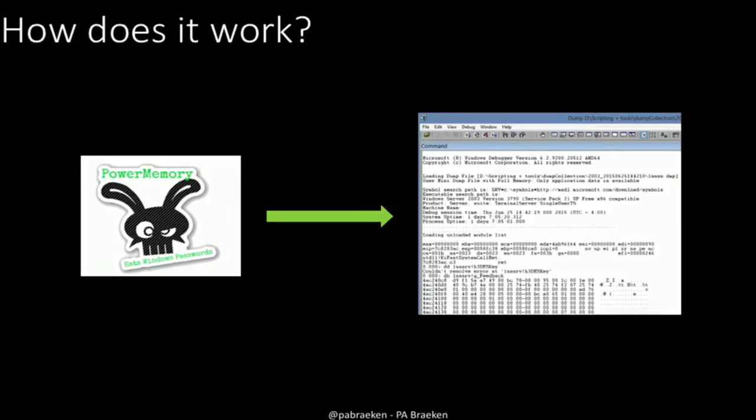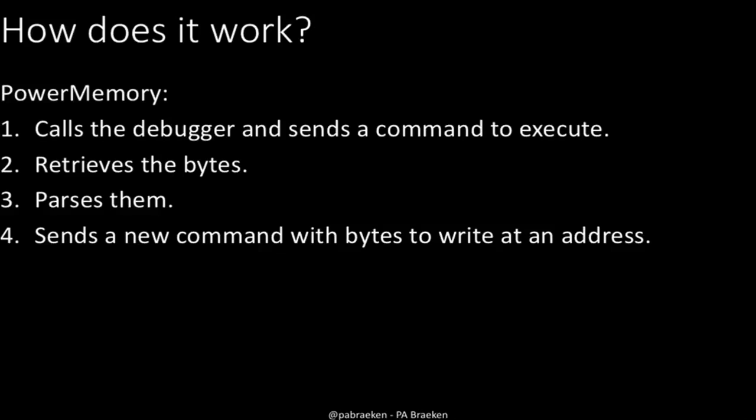So how does it work? You have PowerMemory on one side, and WinDBG or CDB, which is a command line version of WinDBG. WinDBG is a Windows debugger from Microsoft, which is signed. PowerMemory will call the debugger and send a command to execute. Then it will retrieve the bytes, parse them, and send a new command with bytes to write or read to execute.